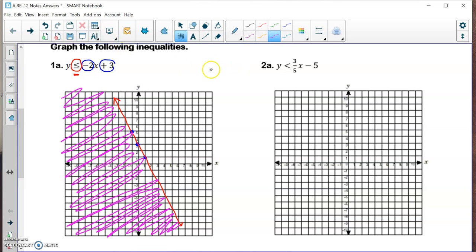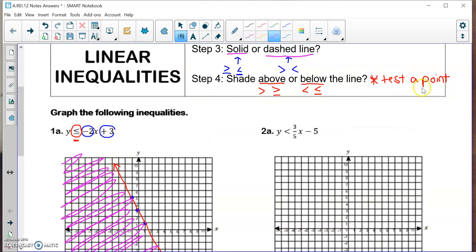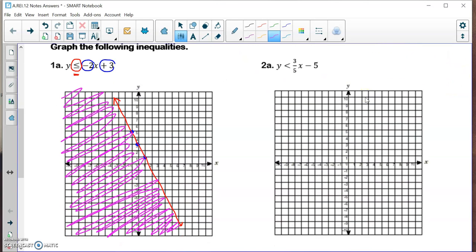Another way that you could have determined which way to shade is you could have tested a point. For example, maybe you chose, and you get to choose the point, as long as it's not on the line, the point (3, 1), this yellow point right here. The x value is 3 and the y value is 1, so you put 1 in for y and 3 in for x.